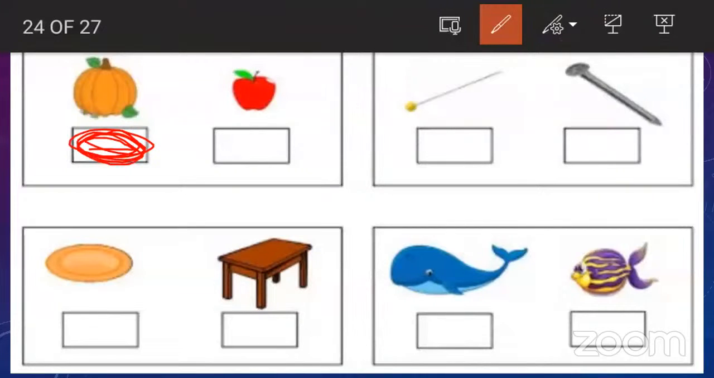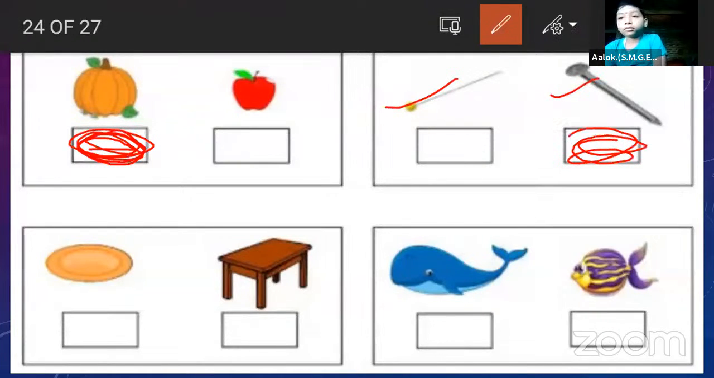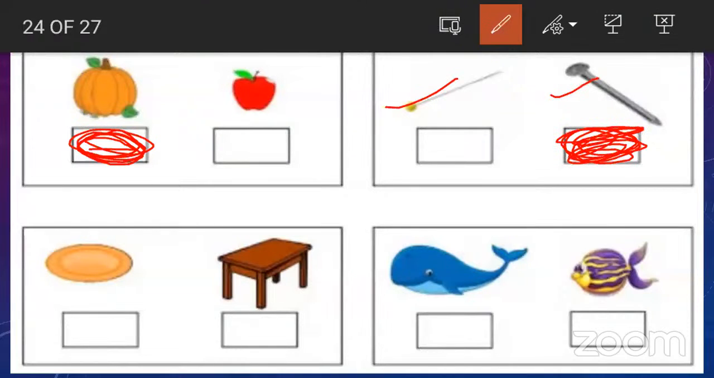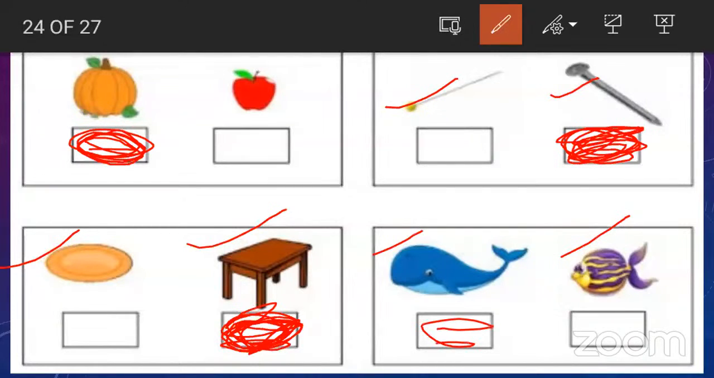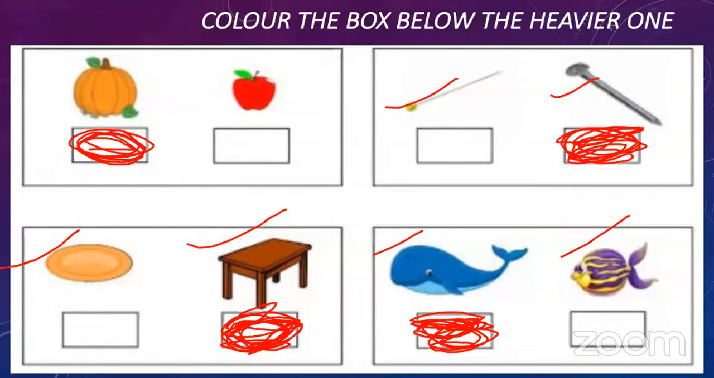Now here, tell me, nail or pin, which one is heavier? Nail is heavier. So let us color the box below the nail. Now here, saucer and table. Which one is heavier? The table is heavier. So let us color the box below the table. And here you can see both are fishes, but one is a whale and one is another fish. Which one is heavier? This whale is heavier. Okay, children, we have done this now.